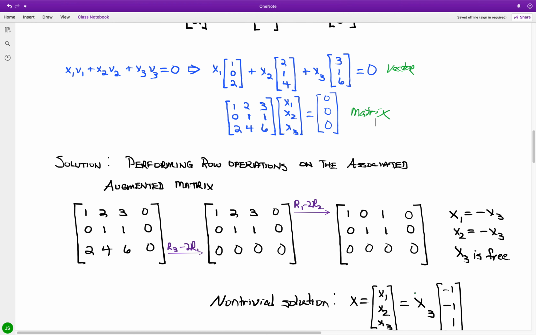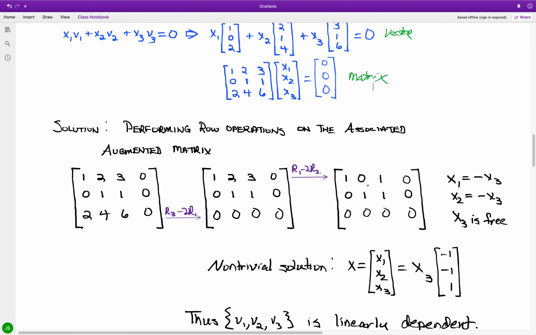And just for translating out, we're going to have x1 plus x3 is equal to 0, so we're going to have additive inverses with x1 and x3. Likewise, we're going to have x2 plus x3 is equal to 0, so we have x2 equal to negative x3. And again, since there is no pivot position in the third column, x3 is going to be a free variable.